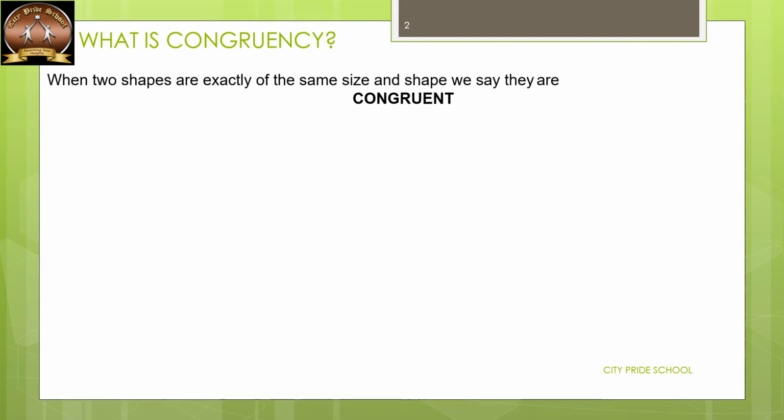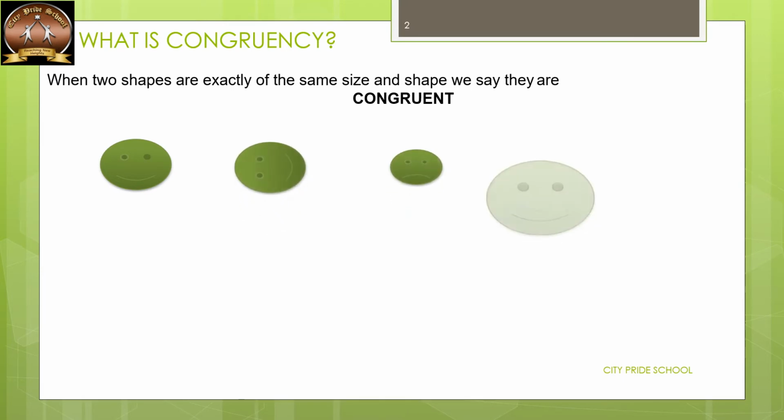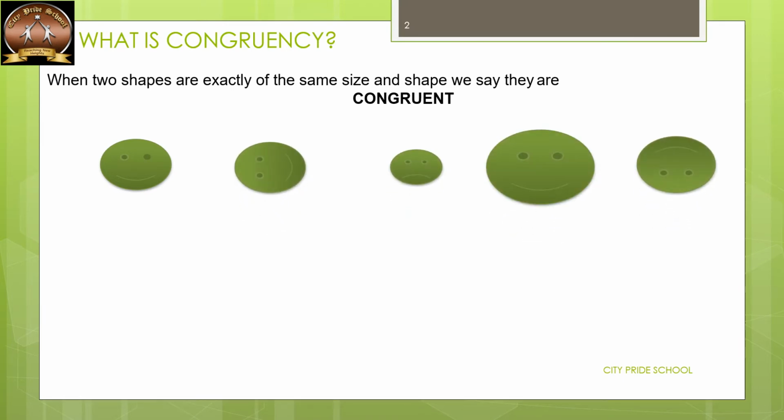Here it is written, when two shapes are exactly of the same size and shape, we say they are congruent. Let me explain this taking certain examples. I have taken a smiley face. I have taken certain figures which are similar to it. Let us see whether these figures are congruent or not. So I am going to number these figures as 1, 2, 3, 4 and 5.